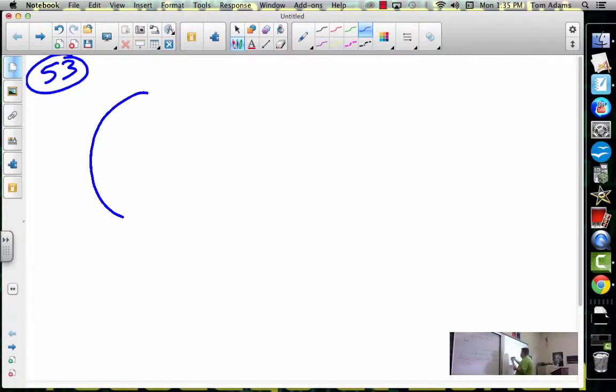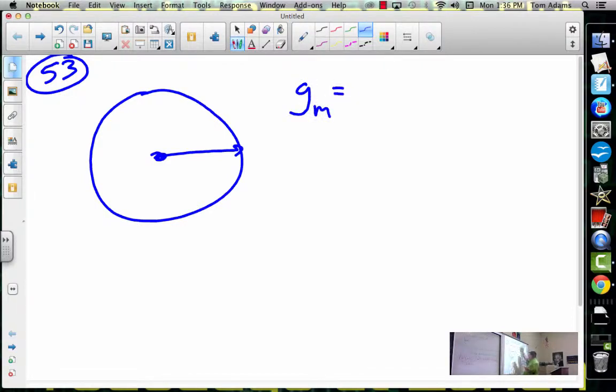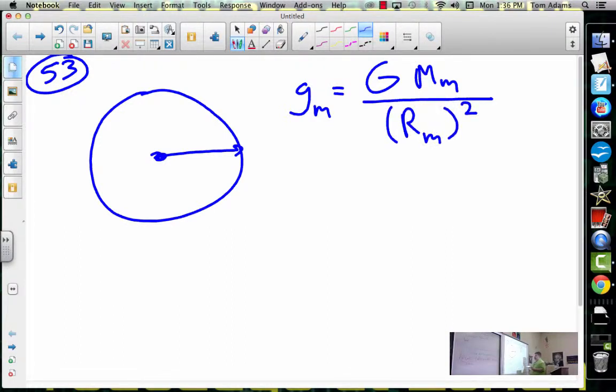All right, so for 53, what we want to calculate is the acceleration due to gravity on the moon. We're going to use the equation G, the gravitational constant, capital G, times the mass of the moon all over the radius of the moon squared. Now, to find the radius of the moon, we'll use a capital R sub m.